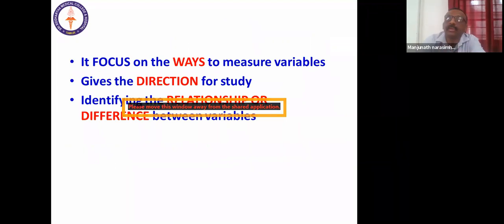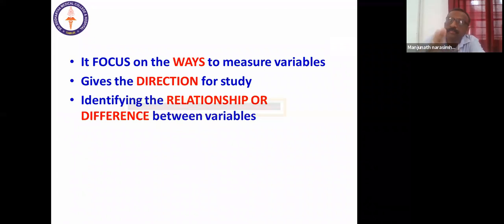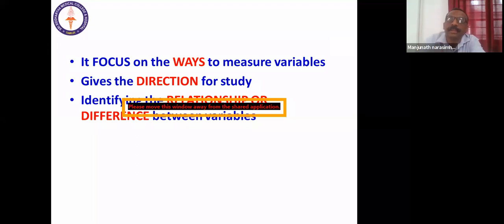So why this objective? It always gives the direction: how you are supposed to do the research, the direction for your study. It also mainly focuses on the way to measure the variables. You have identified some variables which you are supposed to assess, and it gives an idea. Next, it also gives the method of identifying the relationship or the difference between the variables. So for this purpose, you should have a good objective and try to restrict the number of objectives.